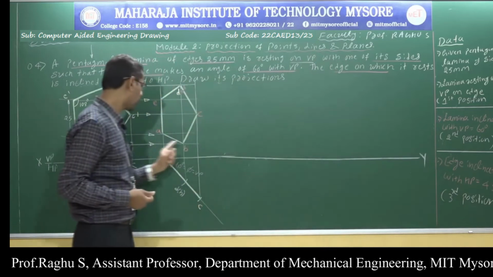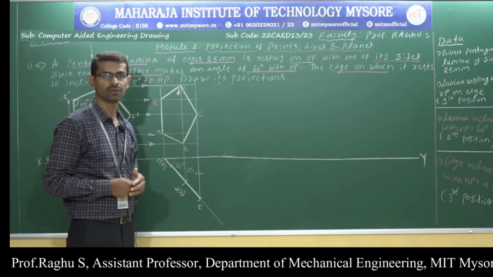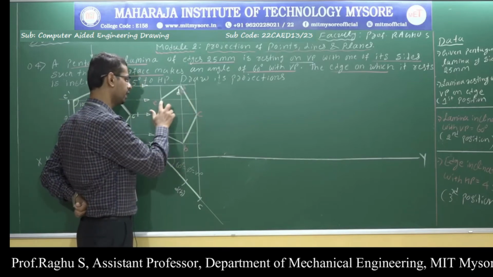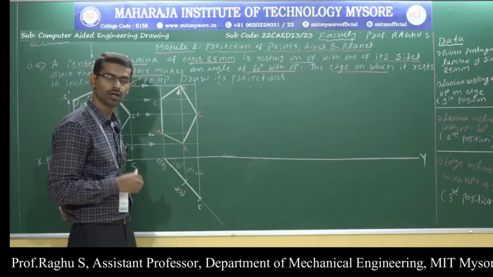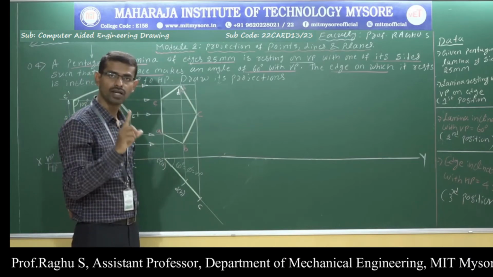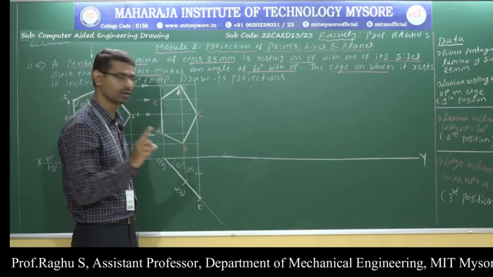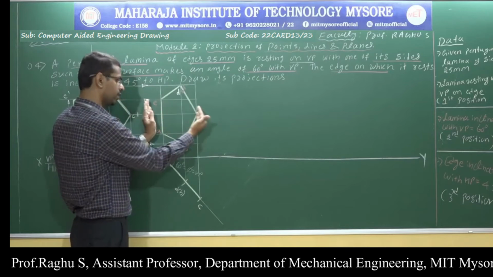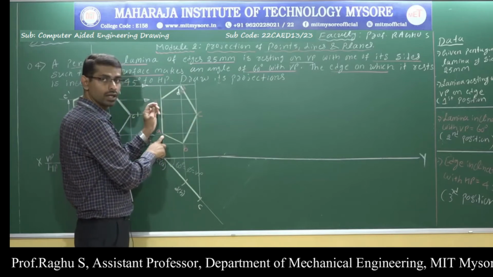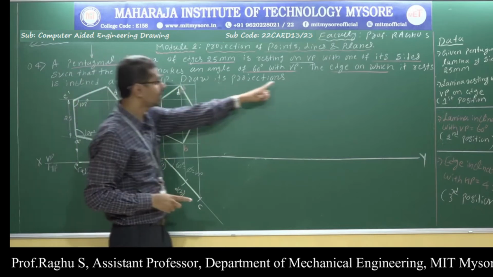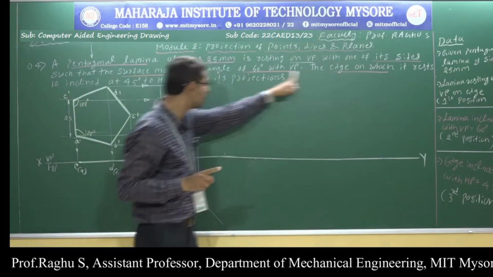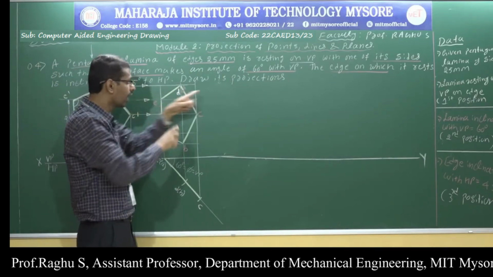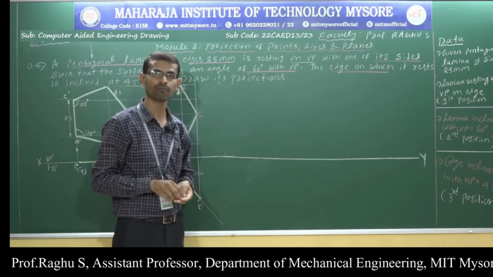Now, out of 5 sides, which one is the resting side? I have 5 sides: AB, BC, CD, DE and EA or AE. Which one is the resting side? The side towards your left side is the resting side. So which side is towards your left side? The AE side is towards your left side. This is the resting side. In the problem he has mentioned, the edge or side on which it rests is inclined 45 degree with respect to HP, means this edge is inclined 45 degree with respect to HP.